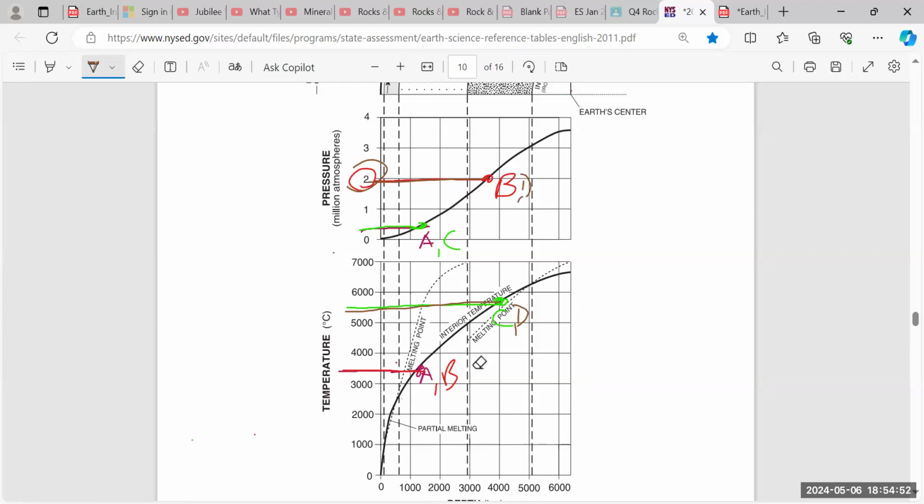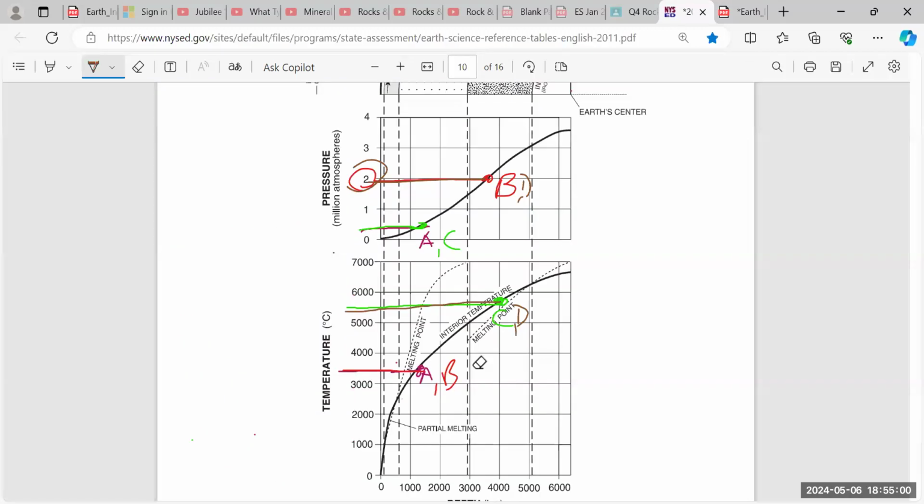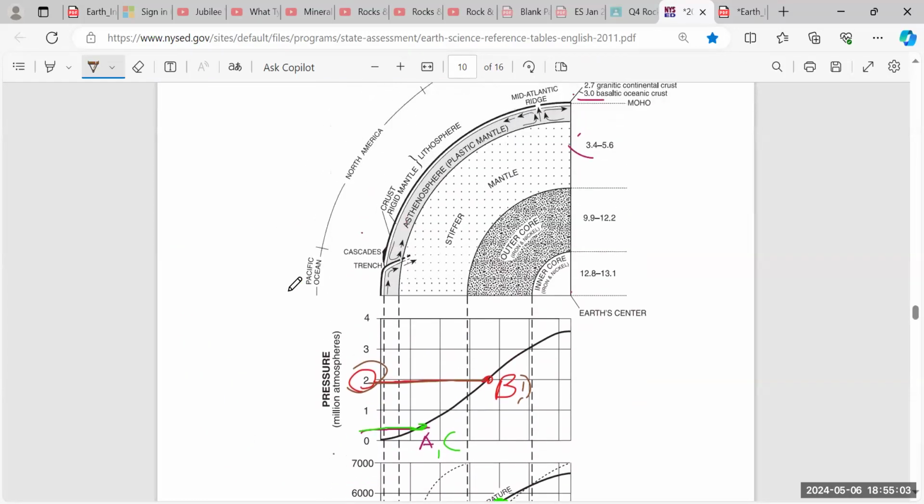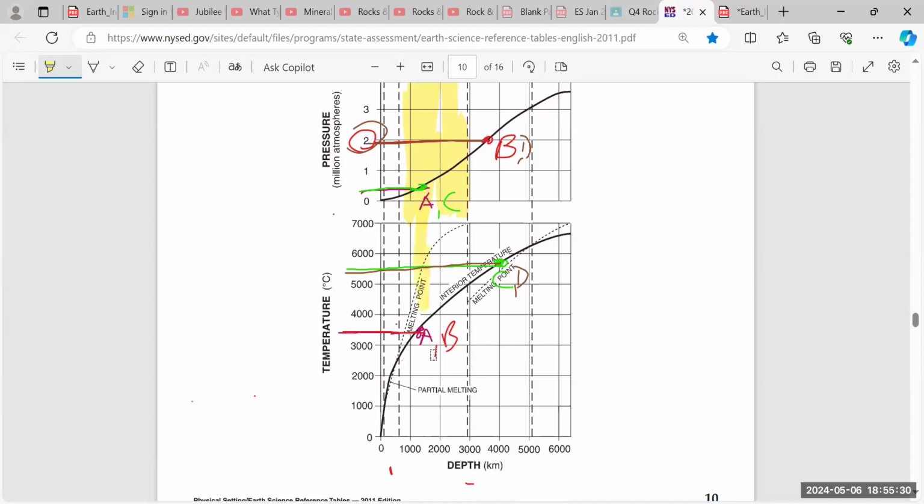All right. Now, the layer that we're looking for is the Earth's stiffer mantle, right? And so what I'm going to do is scroll up and highlight the stiffer mantle. And wherever I see both options, A, B, C, or D, that's where I'm going to find the answer. So the stiffer mantle is here, and I'm going to see what points we see. Remember, we're looking for which option has both the pressure and the temperature correct at the stiffer mantle.